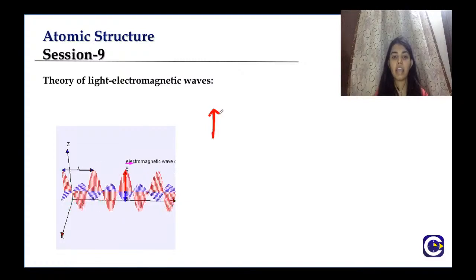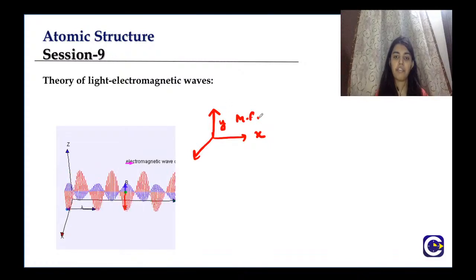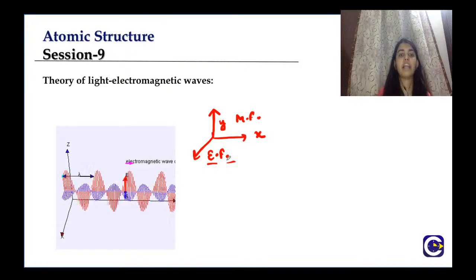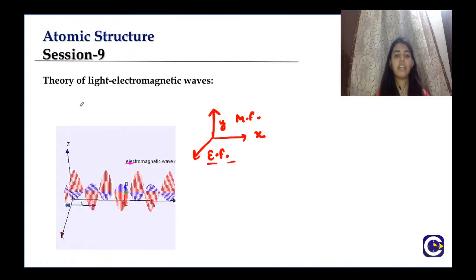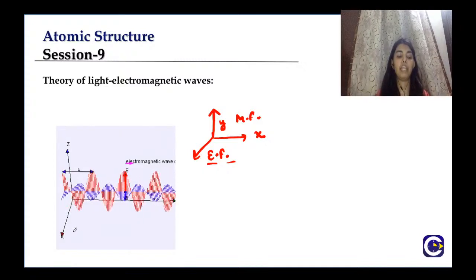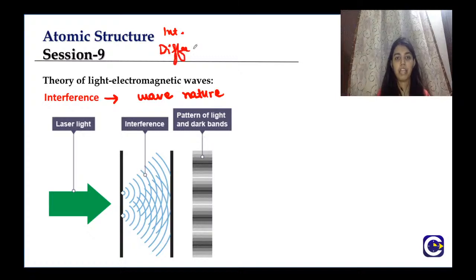So let us say that on the x direction, if you are taking the direction of propagation, then on y you will be taking the direction of magnetic field and then on z you will be taking the direction of electric field. Okay. So electromagnetic waves are those kind of waves which are associated with electric and magnetic fields, and the direction of propagation, the electric field and the magnetic field are mutually perpendicular to each other. Now, here see that on the basis of interference, we can say that light has a wave nature. There are two phenomena, that is interference and diffraction, that basically explain the wave nature of light.